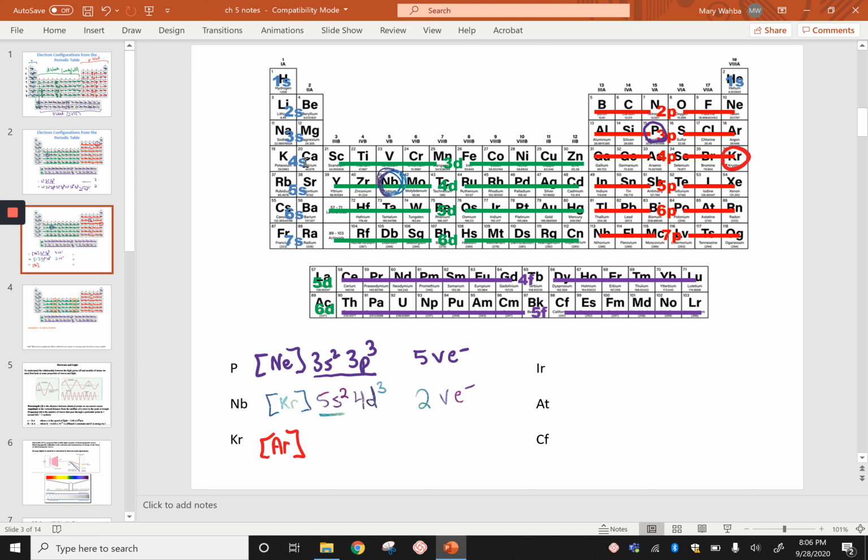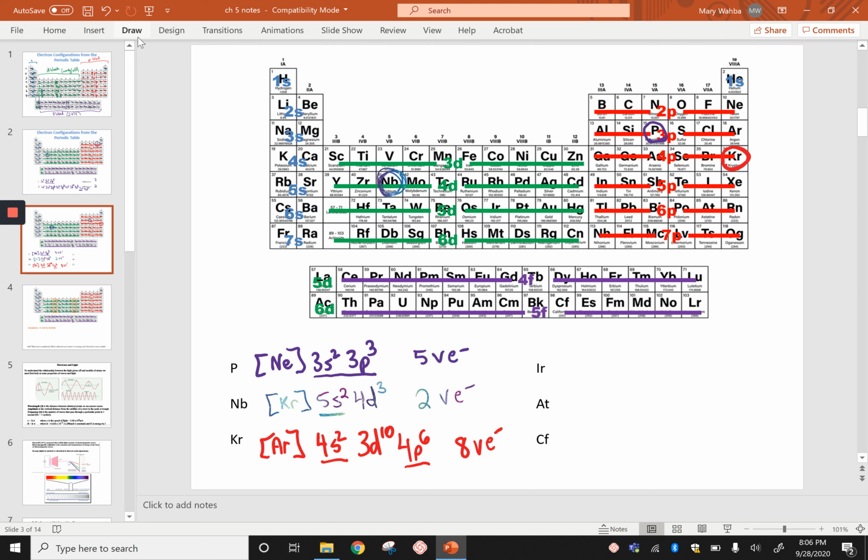So 4s2. Then we have 3d10. And then finally we have 4p6. How many valence electrons? Well, the 4th energy level is our highest energy level. So 2 and 6 is 8 valence electrons.